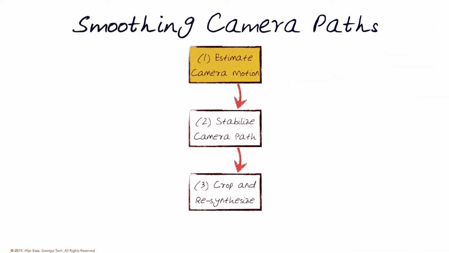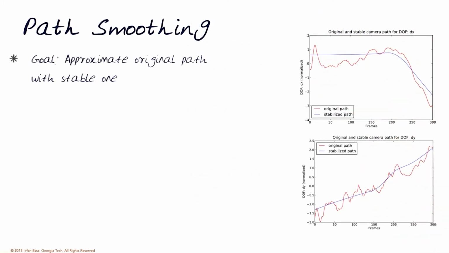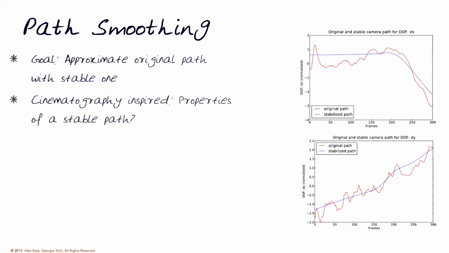Now that we've looked at how we can estimate camera paths, let's talk about how to stabilize this camera path. Again, I'm just showing you these paths as before. What we're interested in now is to approximately find a path that's as stable as possible. Here we refer back to some simple cinematography principles. That is, what are the best properties of a stable path of a camera?